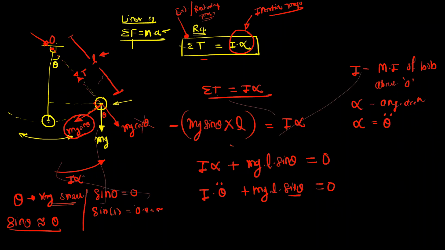So this will be approximately 1. And sine 2 is approximately 2. Okay. So for very small angle theta, the sine theta value remains theta. So therefore we can replace this value. So it will become I theta double dot plus mgl into theta is equal to 0. Okay. So this will become the equation of motion for this simple pendulum.